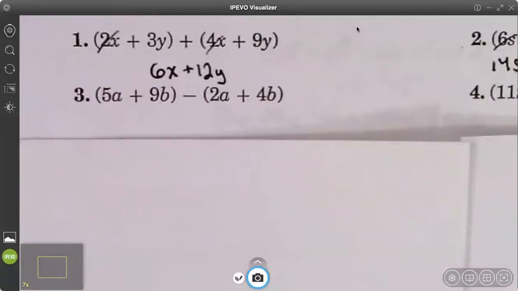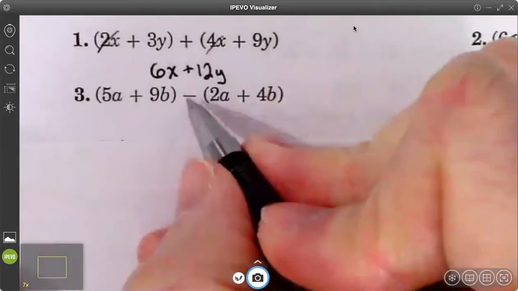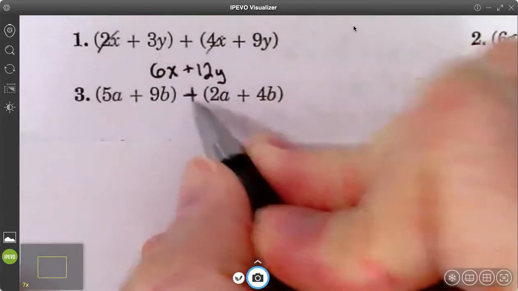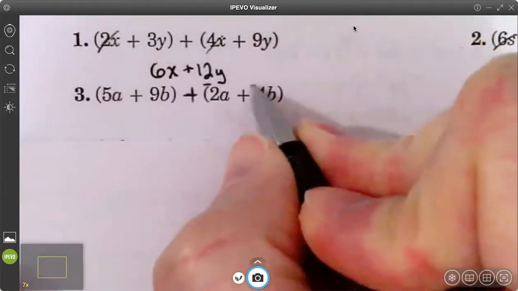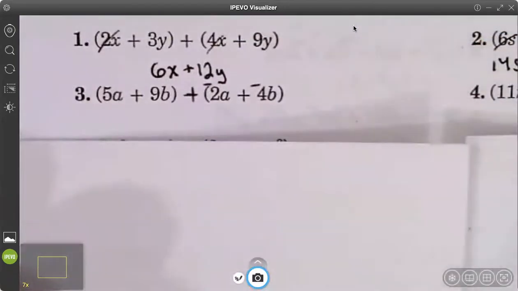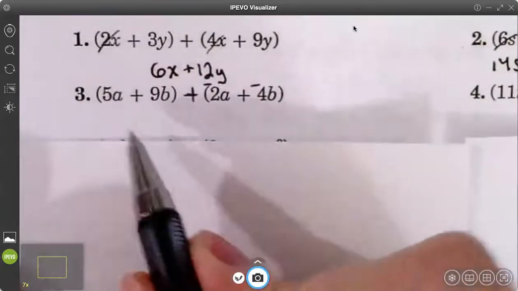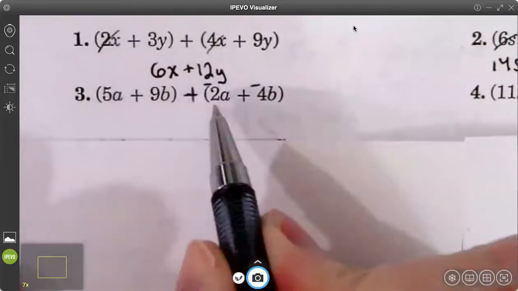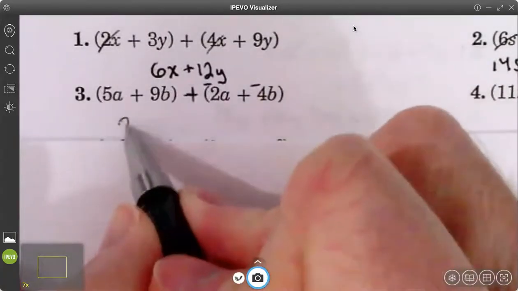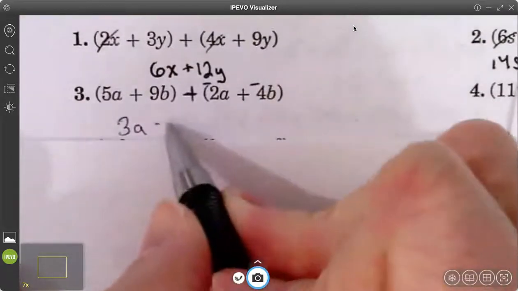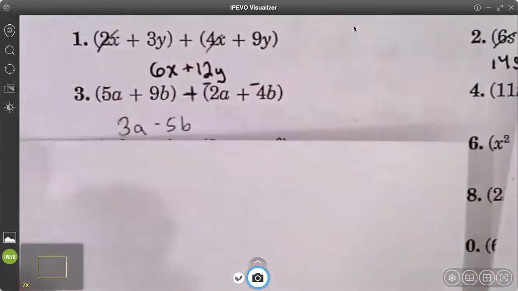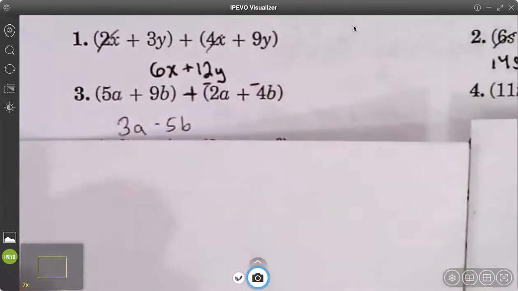Try number 3. On number 3, I distribute this negative, or I change subtraction to addition, and I change the signs of everything in parentheses. So that becomes negative 2a, that becomes negative 4b. Then I combine like terms. My like terms, and I'll go alphabetically, are my a's, 5 minus 2 is 3a, and my b's, 9 minus 4 is 5b. I have a binomial with a degree of 1 and a leading coefficient of 3.